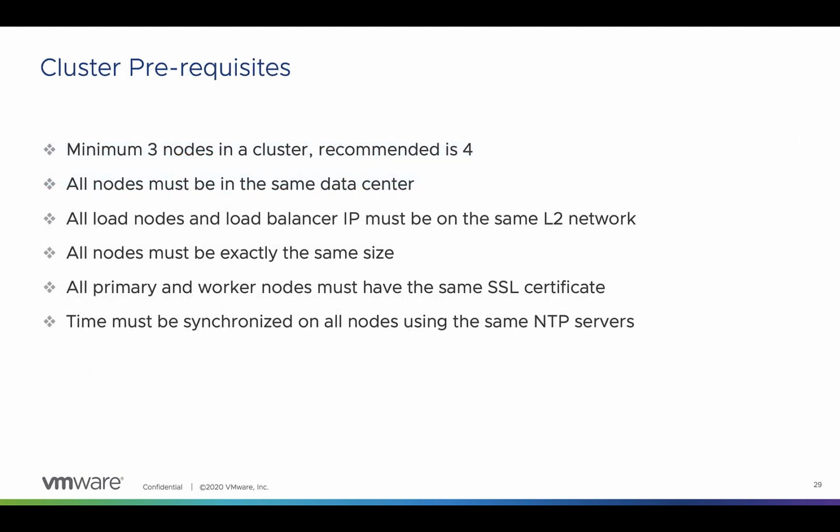There are a couple of cluster prerequisites. The minimum cluster size is 3 nodes. The recommended is 4, and this helps with the Cassandra database failover. It fails over a little bit more quickly. All nodes must be in the same data center and on the same layer 2 network. They must be exactly the same size. Now, during an upgrade process, they can be dissimilar for a short period of time while you're adding resources to the nodes. All primary and worker nodes must have the same SSL certificate, and time must be synchronized on all the servers.